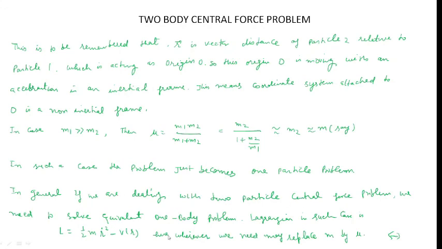So we can write our Lagrangian for such a system as 1 by 2 m r dot square minus V(r). So whenever we need, we may replace m by mu in case one body has a very high mass in comparison to the other body mass. Thank you.